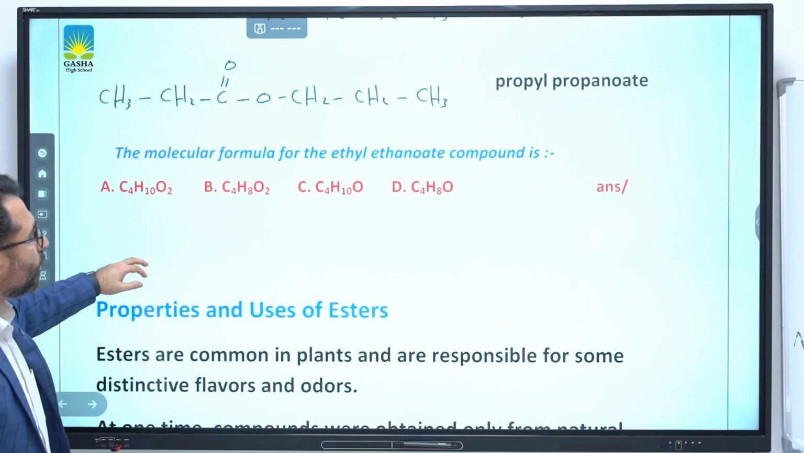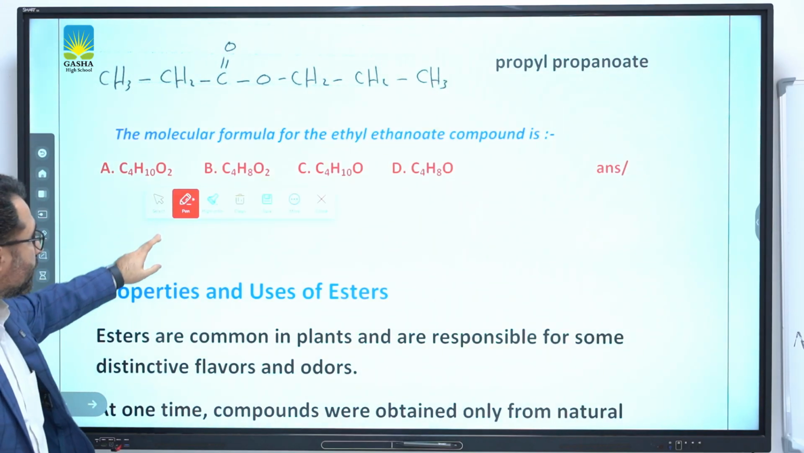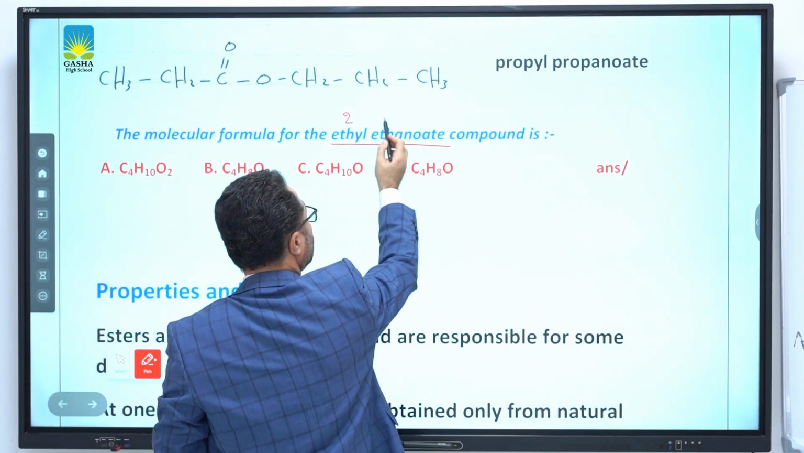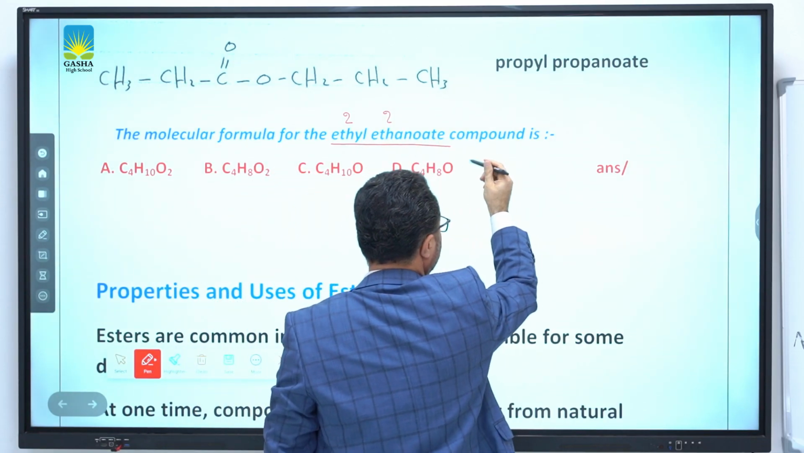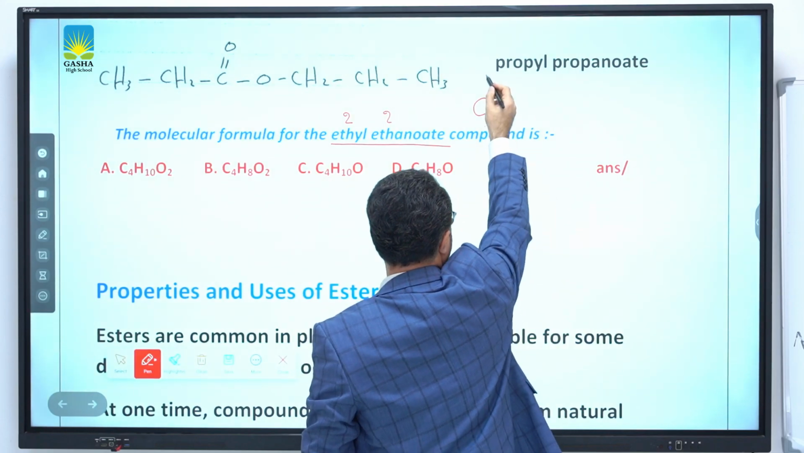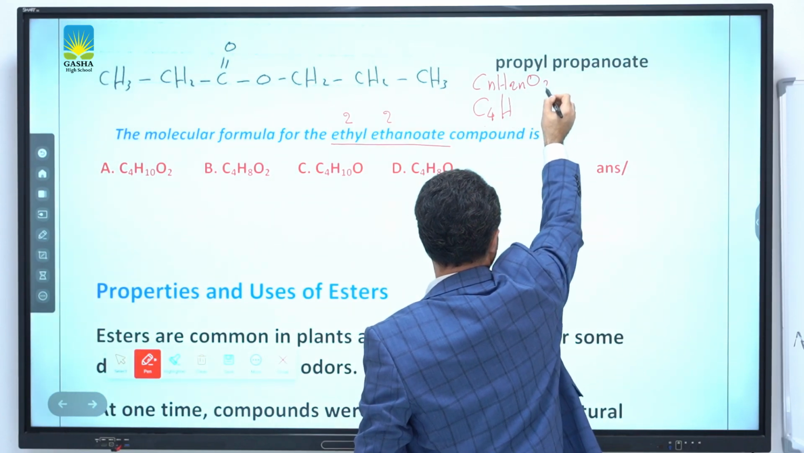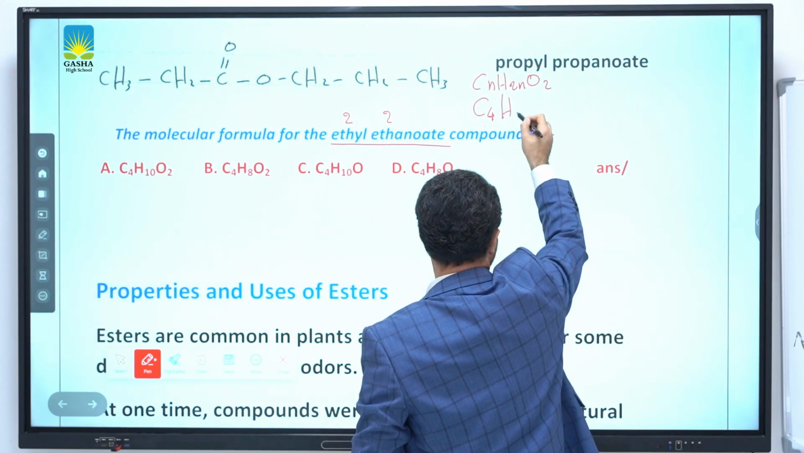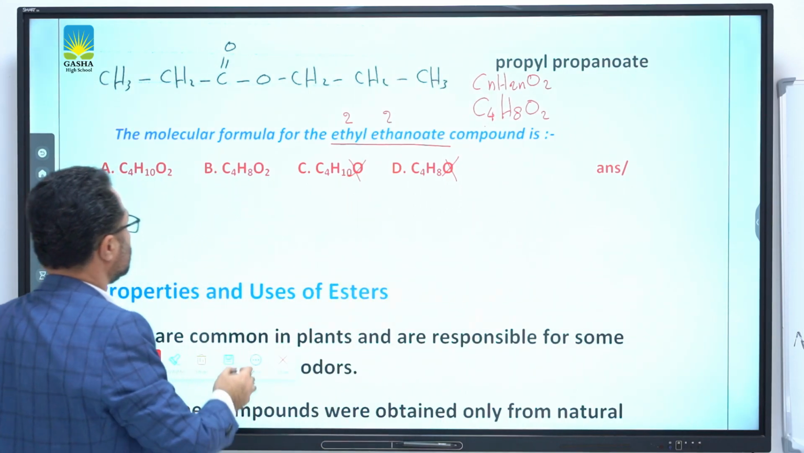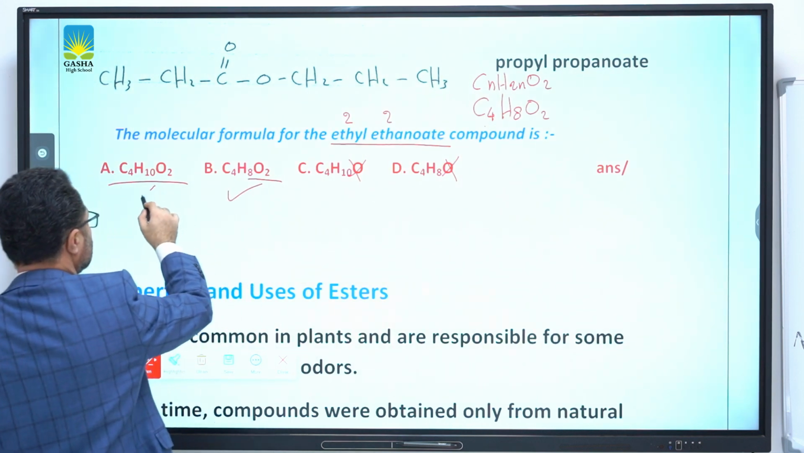The molecular formula of ethyl ethanoate is what? Ethyl ethanoate is an ester. How many carbon atoms do we have in this compound? 2 for ethyl and 2 for ethanoate. So in total we have 4 carbons. The general molecular formula for ester is CnH2nO2. So it's C4, H will be 8, and O2. The options with 1 O are incorrect; we need 2 O. Which one has 8 hydrogen? B. So B is the correct answer, and A is incorrect.